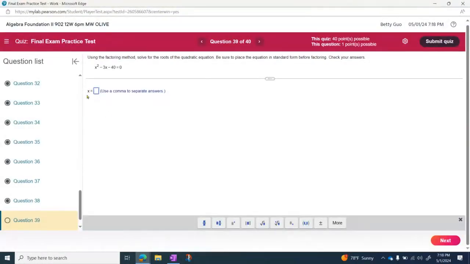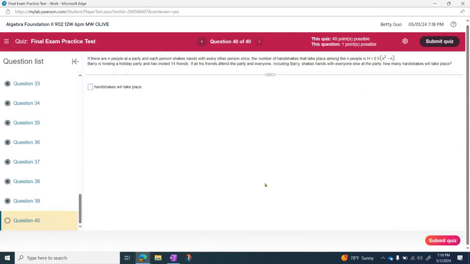Negative 5, comma 8. And you can always double check by plugging in the values. The values must satisfy the equation. You have a calculator. Next.